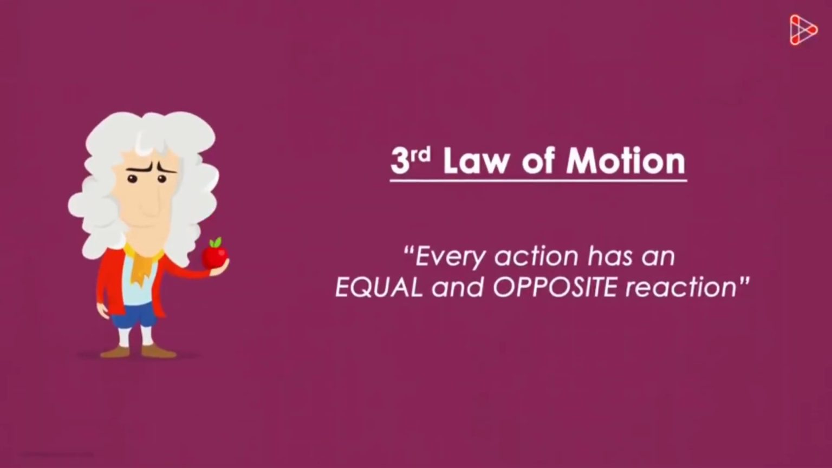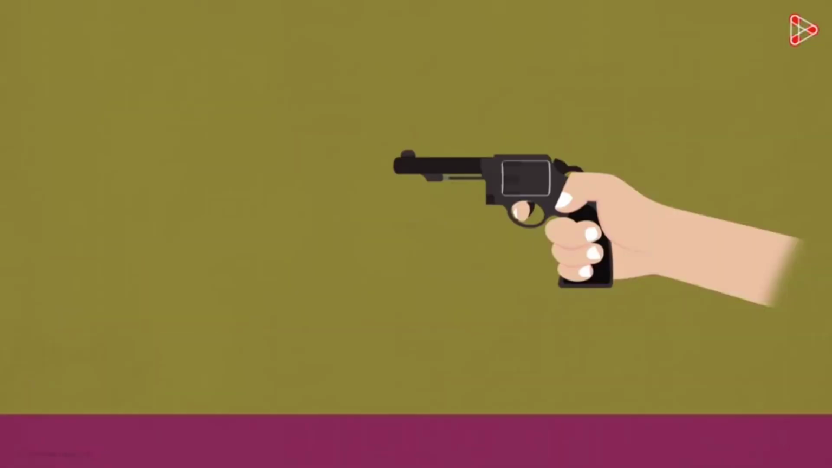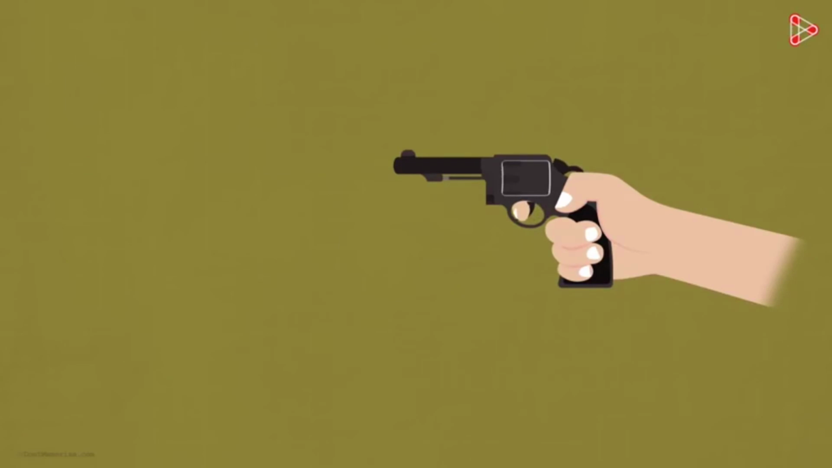We take one last example to understand something very interesting about the third law. What happens when a gun is fired? You're right, it exerts a forward force on the bullet. And the bullet exerts an equal and opposite reaction force on the gun. And this results in the recoil of the gun. A perfect example of Newton's third law.